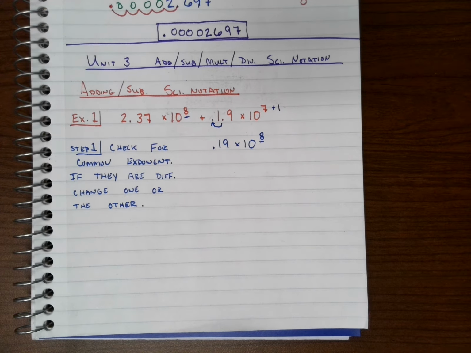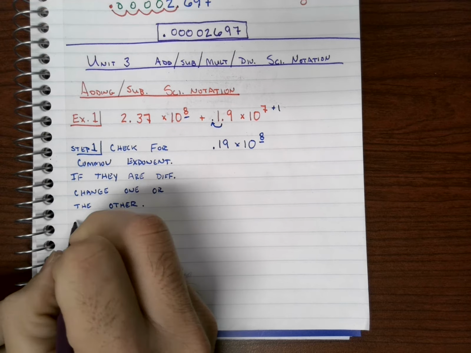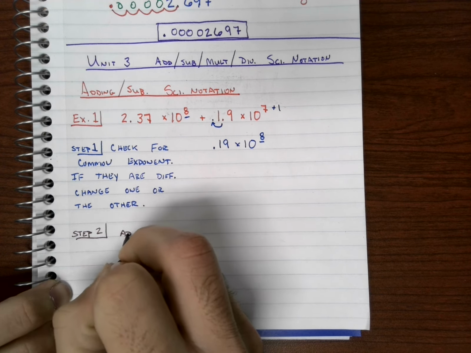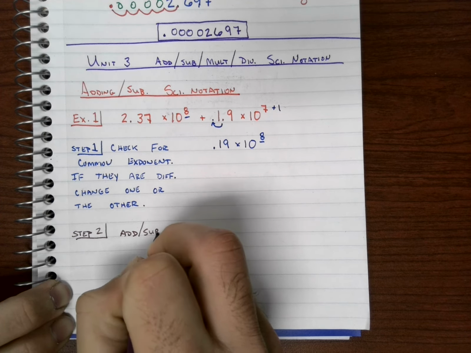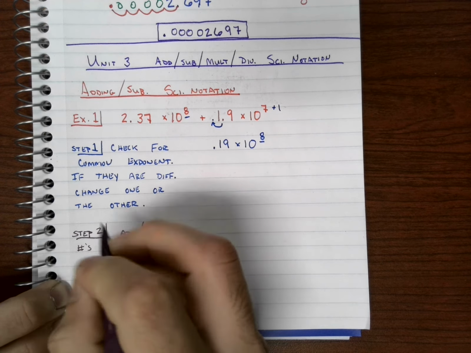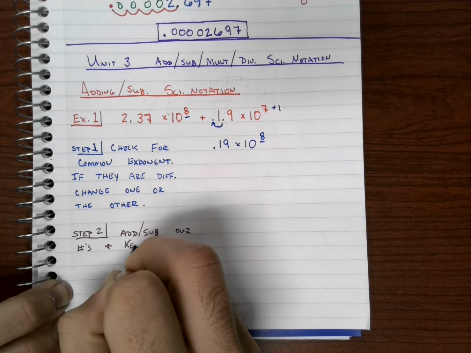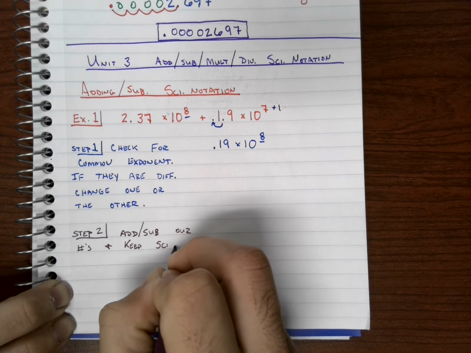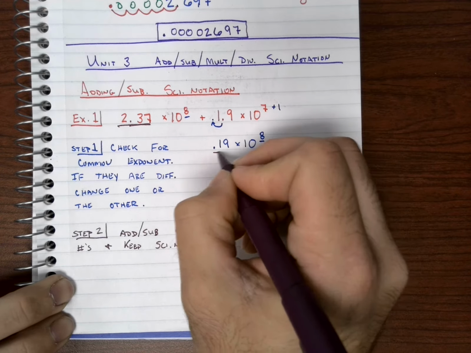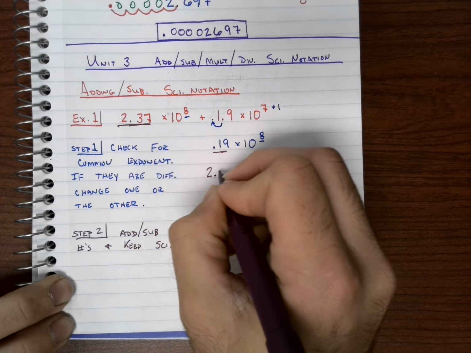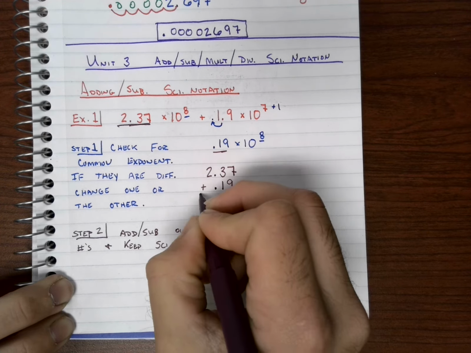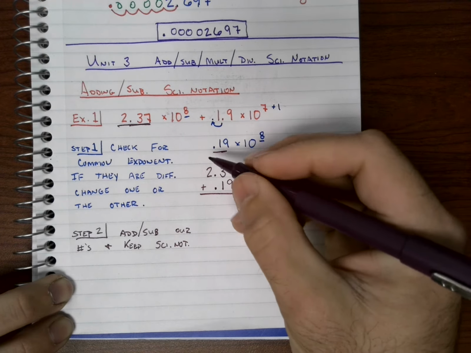So now the next thing I want to do is add or subtract, depending on what it's asking us to do, our numbers and keep the scientific notation. I'm going to add these. I have 2.37 plus 0.19. Remember to line your decimals up. And we're adding, it's asking us to add.